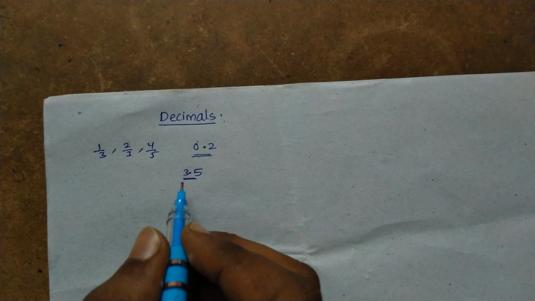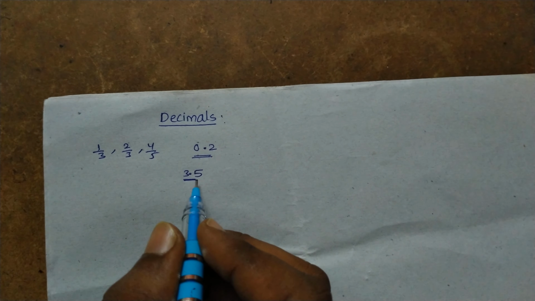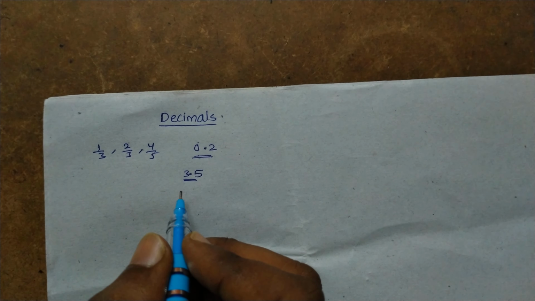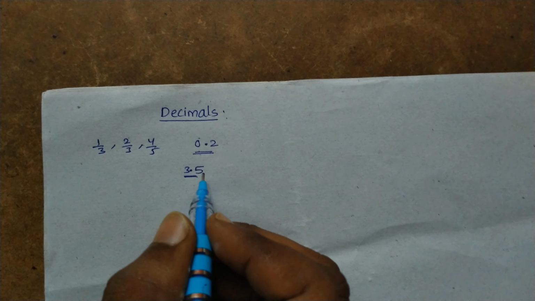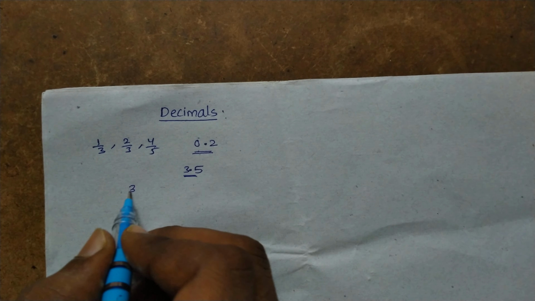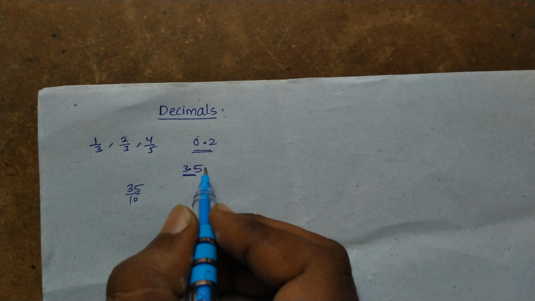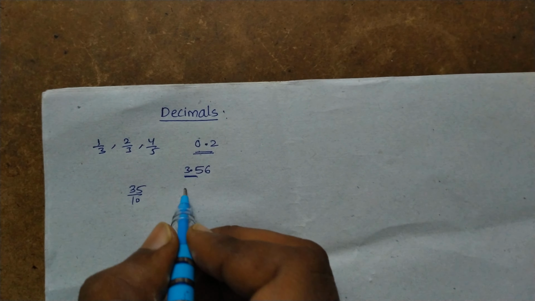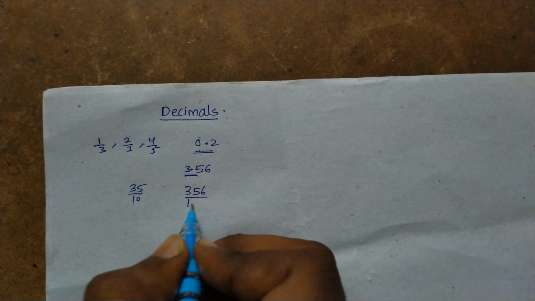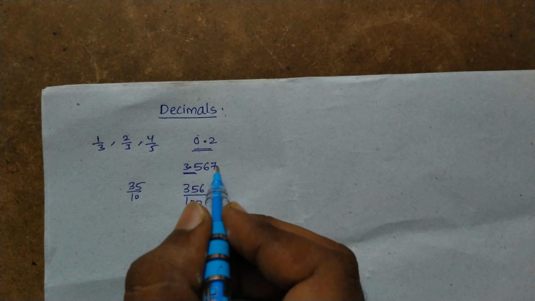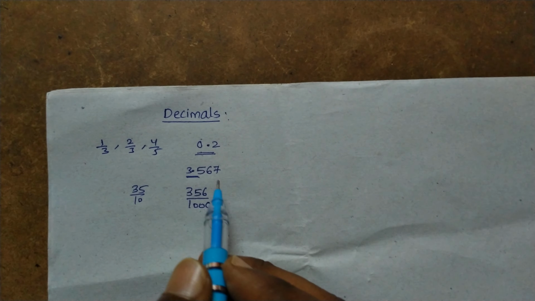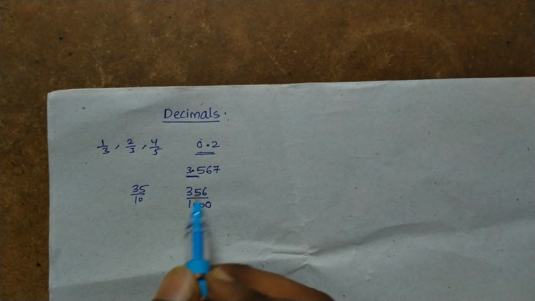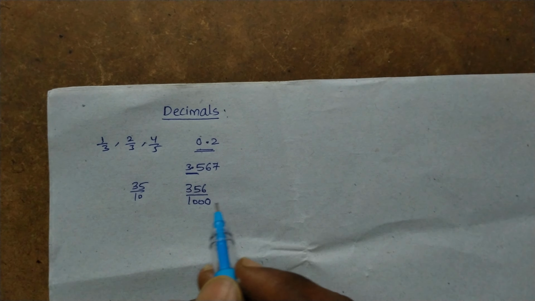So we can write this decimal as a rational number. We just see after the point how many digits are there. If one digit is there we will put 35 by 10. Suppose we have 3.56, then 356 by 100. If you have 7 here we will put 1000 here. Did you get this? So this is how we convert the decimal into a fraction, and we will make it to the simplest form if it's possible.